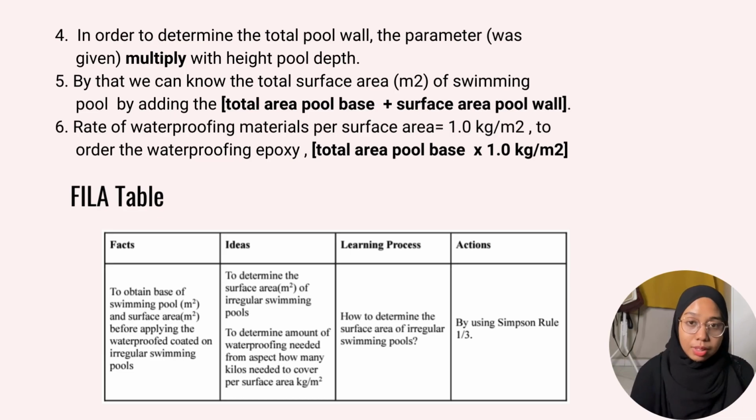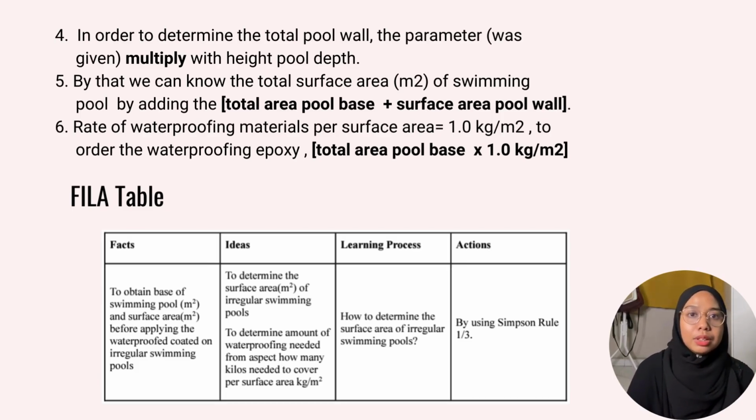And the last step, as the Nippon Paint catalog that we provided in this project, the rate of waterproofing material per surface area was given, which is 1.0 kilogram per meter squared. So we can order the waterproofing epoxy in kilos. To order this, we need to calculate the total area of the pool base multiplied with the rate of waterproofing material per surface area.